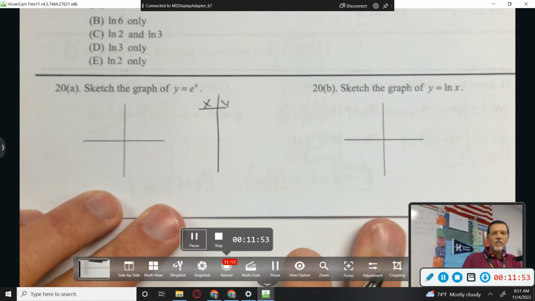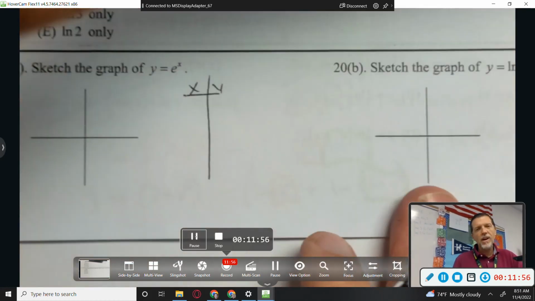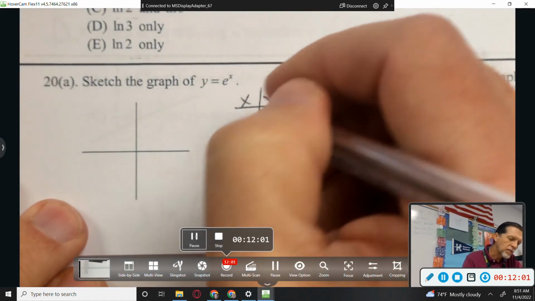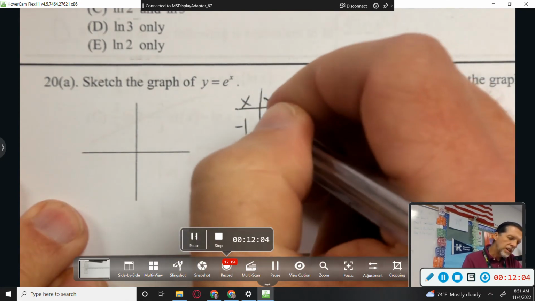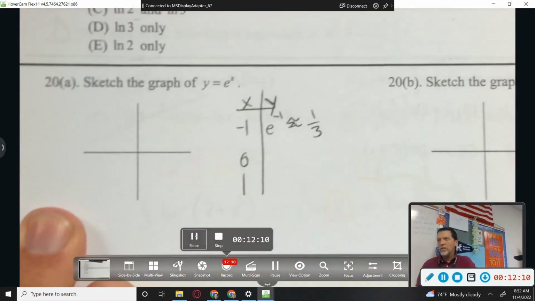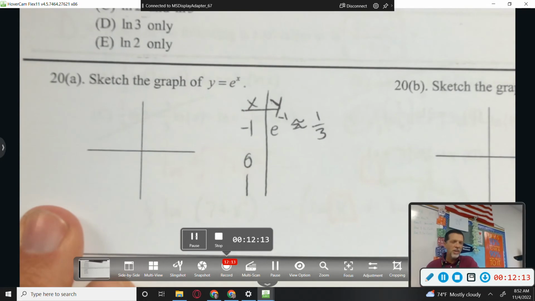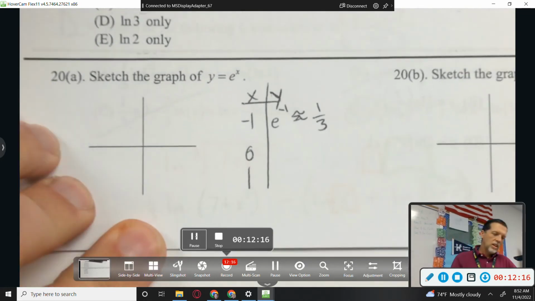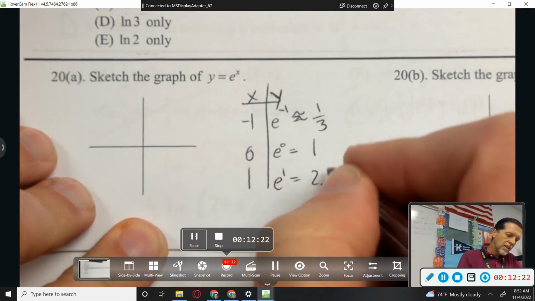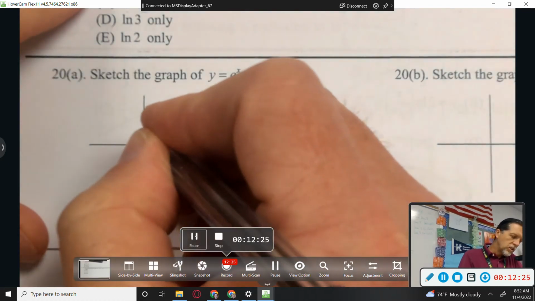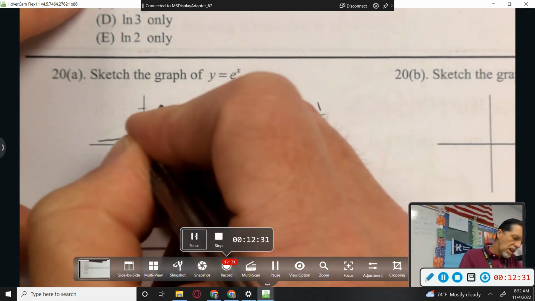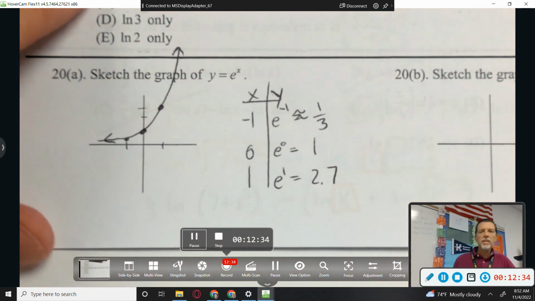Let's see. So for e to the x, am I picking the x's or picking the y's? We're looking at number 20 on the review. It's x's, right? Picking the x's because we want to pick the exponents. So e to the negative 1. Remember, there's like 3 steps to that, but it's about 1/3 because it's 1 over e, which is 1 over 2.7, which is sort of 1 over 3. e to the 0, that's an easy one. 1, and e to the first, that's not bad. 7. So 0, 1, 1, comma, 2.7. Something like that.